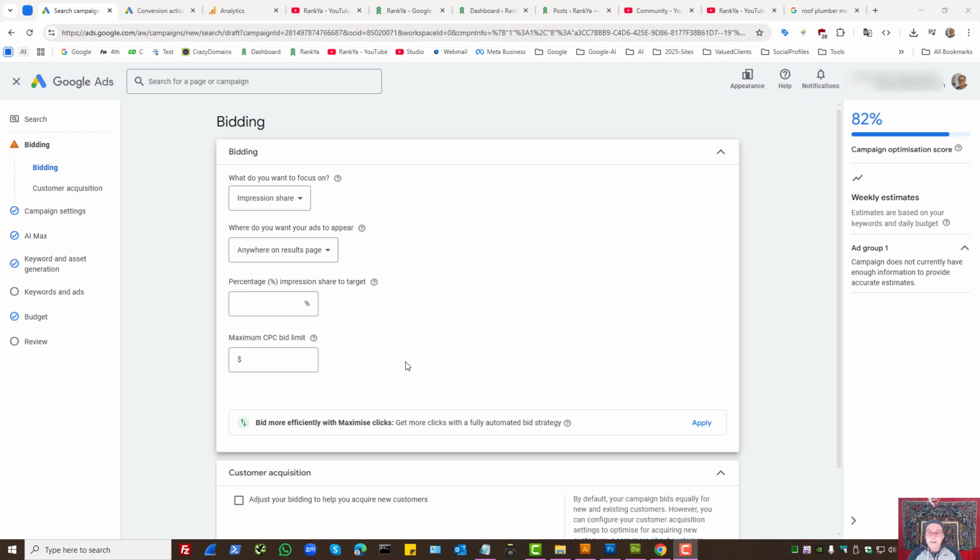Impression share basically is you telling Google systems, you know what, Google, I don't care about clicks, I don't care about driving website traffic, I don't care about conversions, I just want you to show my ads to as many people as possible. That's when you would want to select impression share.